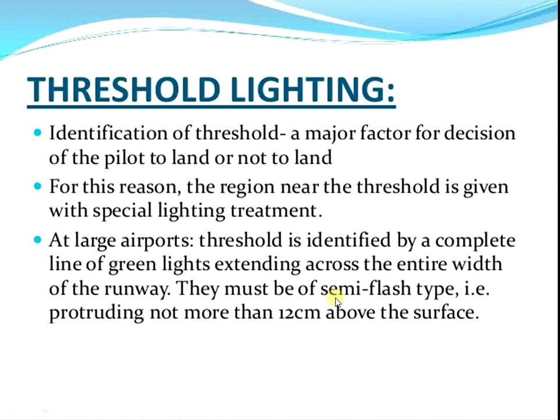They must be of the semi-flush type, protruding not more than 12 centimeters above the surface. This threshold lighting must be the semi-flush type, and the protrusion should not be more than 12 centimeters above the surface of the ground. That way it has no adverse effect on the pilot, and we also get the correct, perfect guideline for the landing of the aircraft.